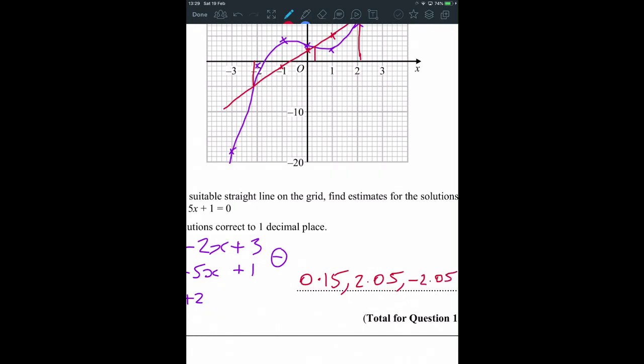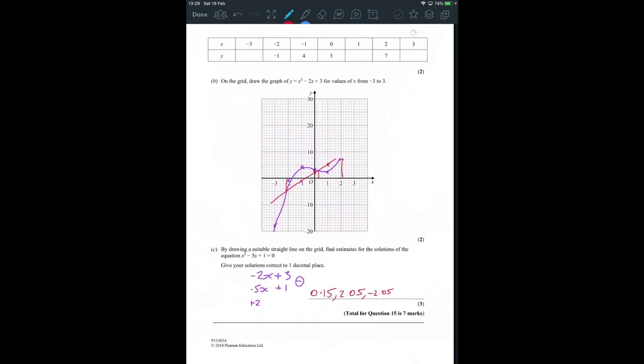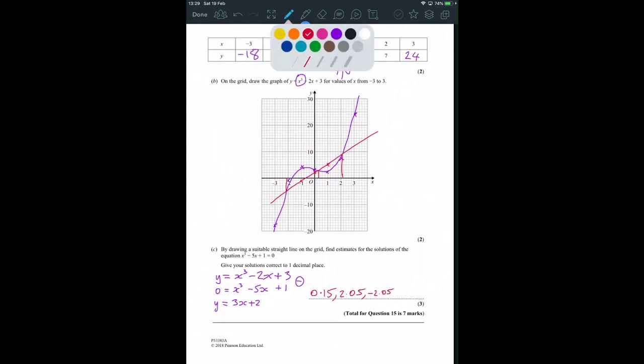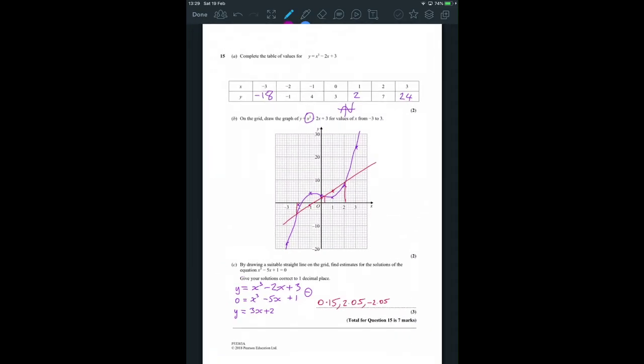Now you do get quite a bit of leniency for these estimation style questions. If you drew your graph slightly differently, well, certainly you can see my graph now down there, -2 doesn't really look right. So my negative 2.05 is probably quite inaccurate, whereas the other two seem a lot better.